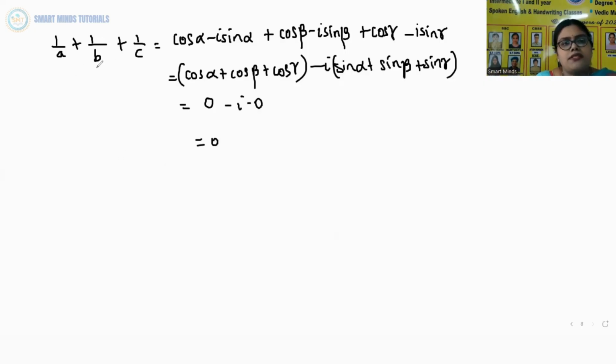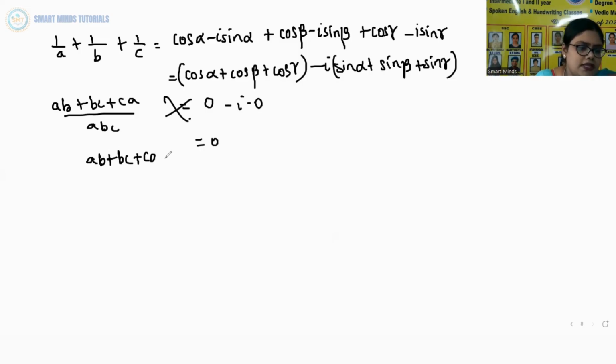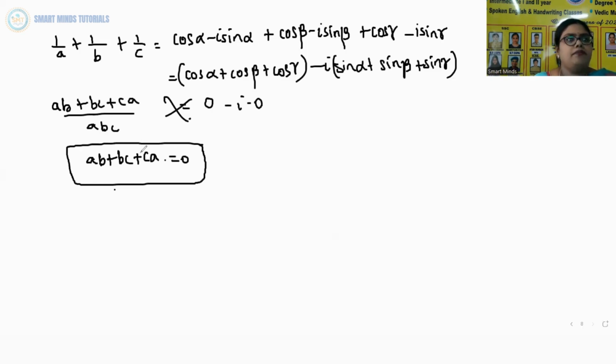Now on the left hand side, if I take LCM, we get AB plus BC plus CA by ABC. Now if we cross multiply, we get AB plus BC plus CA is equal to 0. Okay, we got that is equal to 0. Now let us keep this aside.